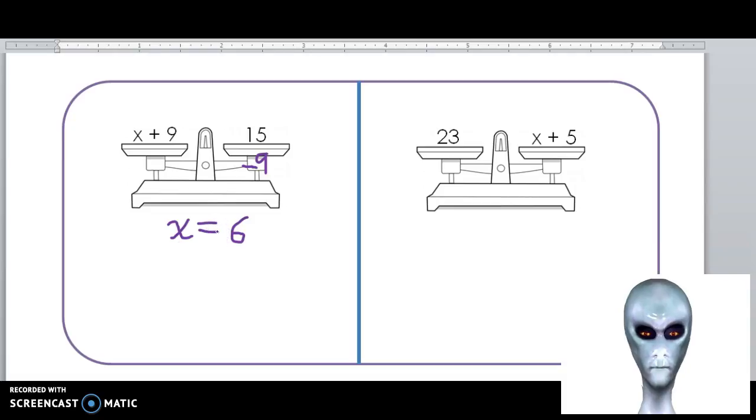On this example here, x is on the other side. So therefore, I'm going to do 23 minus 5. 23 minus 5 is 18. So 18 is equal to x. Or I can go back and say 18 plus 5 is 23, which would balance out my scale.